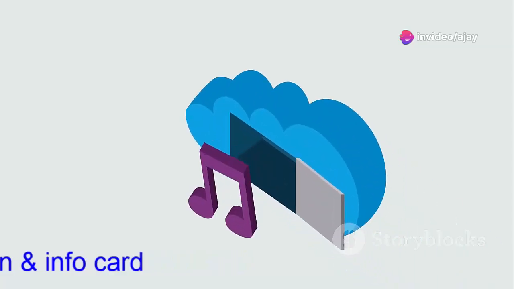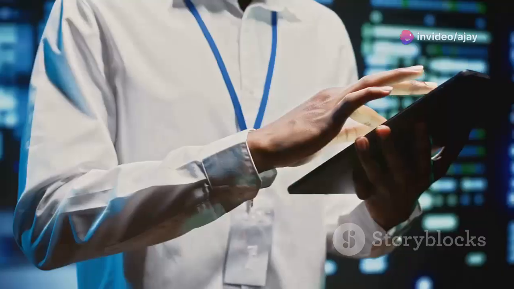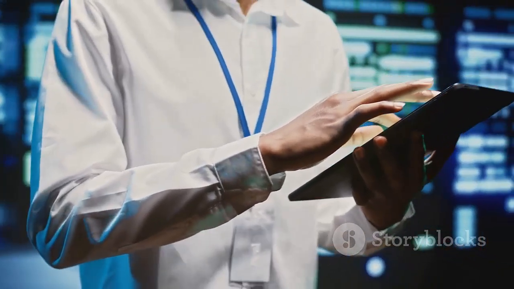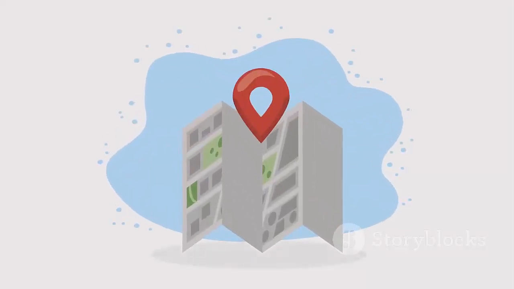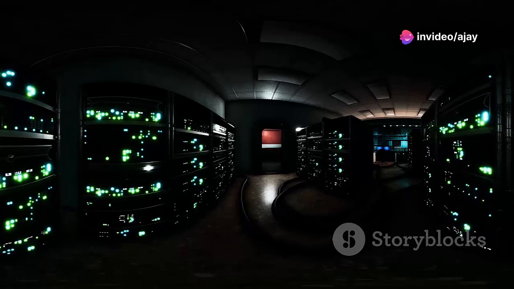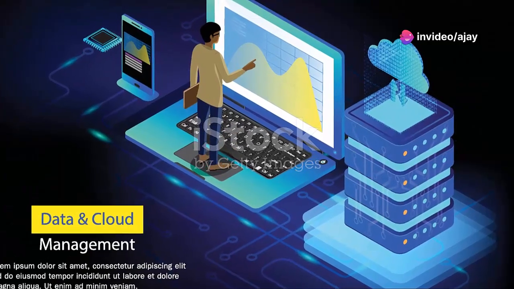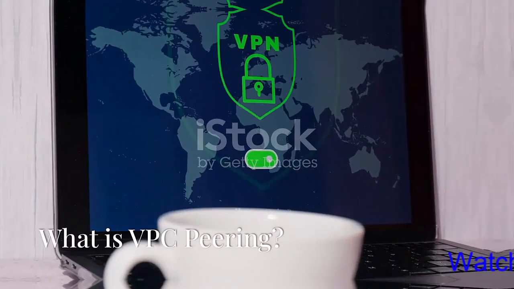VPCs are fundamental to AWS. They provide network isolation for your resources. You can launch AWS resources like EC2 instances in your VPC. Imagine a VPC as a large building. Within this building, you have different floors representing subnets. You can control which applications reside on which floors and how they communicate with each other.